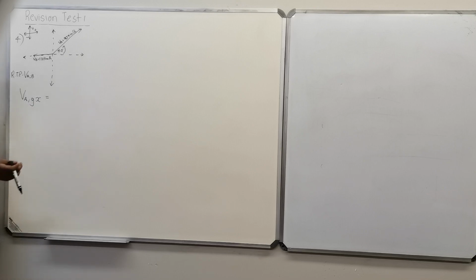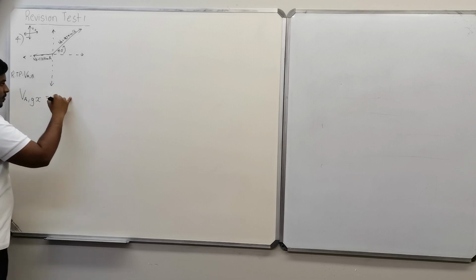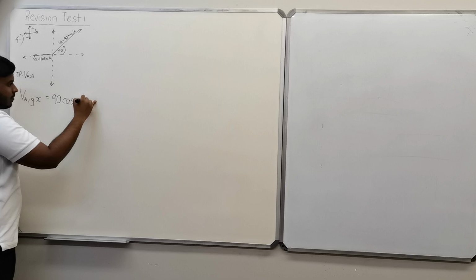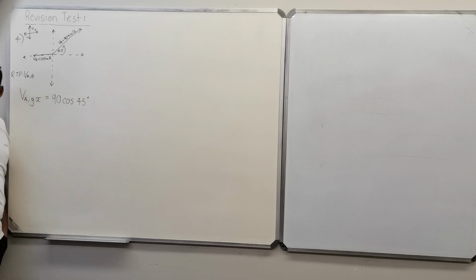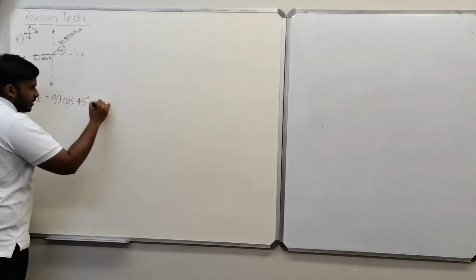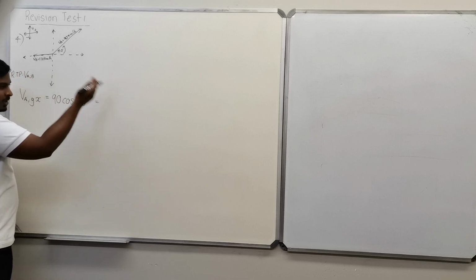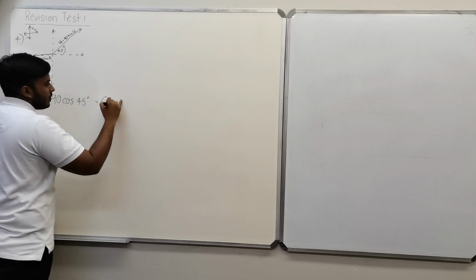So from this point, what do you do after that? You told me you're working on the velocity of A relative to the ground along the x-axis. How do I work that value out? You're going to use cos. How will I use cos in this? I'll say 90 cos 45. Does everybody agree? Yes. And what's that? 63.639.